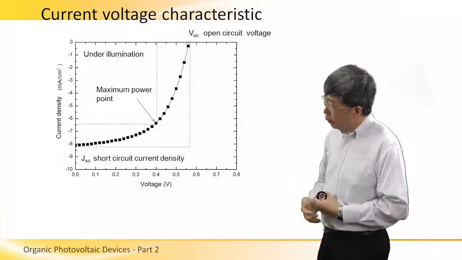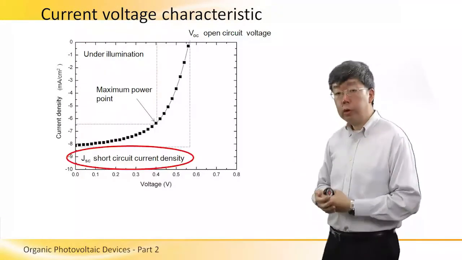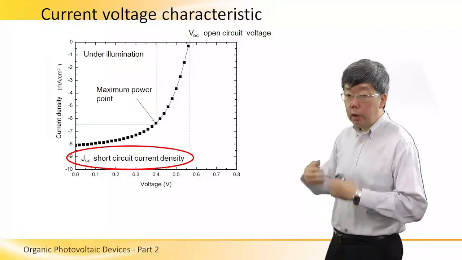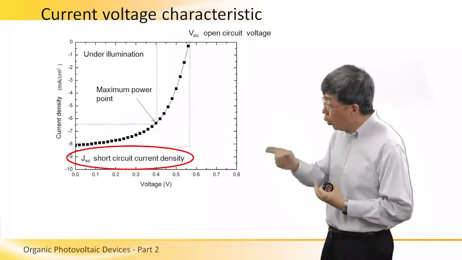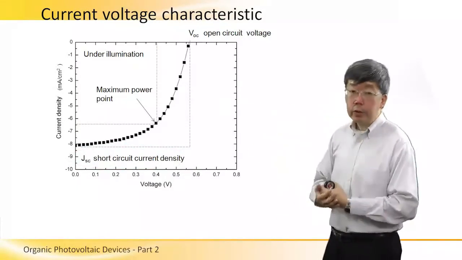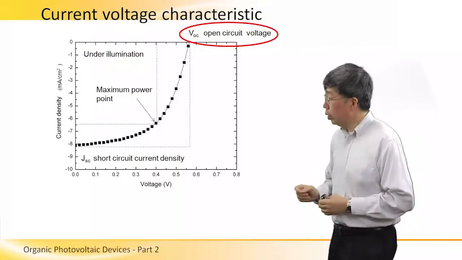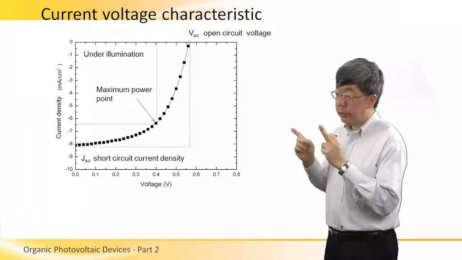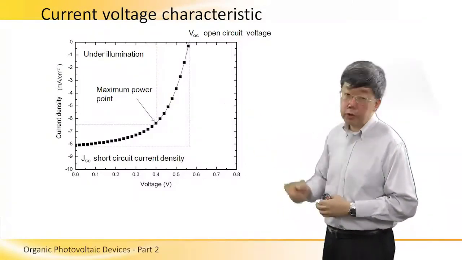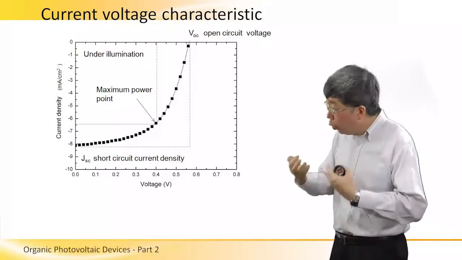At the bottom of the left side, there is an important parameter for the OPV device, and it's called the JSC. This is the short circuit current density. It is the current density we can get from the device when the 2 terminals are shorted to each other. At the top of this current voltage characteristic is the VOC, or the open circuit voltage. This is the voltage across the device when there is no current flowing from the device. It is the maximum voltage we can obtain from the OPV device when it works as a power source.